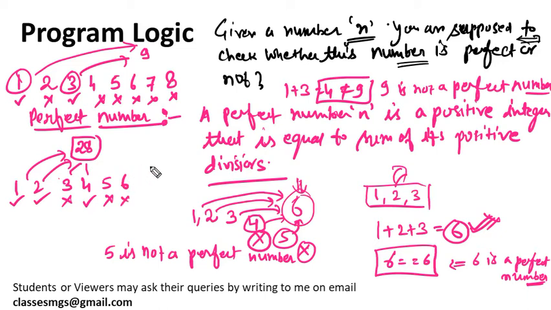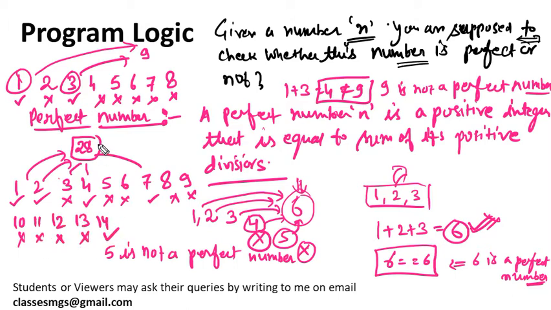6 will not divide. 7 4s are 28, so 7 will be dividing. 7 will be added. 8 not dividing. 9 not dividing. 10 not dividing. 11 not dividing. 12 not dividing. 13 not dividing. 14 is dividing 28 perfectly. The numbers which are dividing perfectly, we need to take these numbers only. 15 not dividing. 16 not dividing. 17 not dividing.